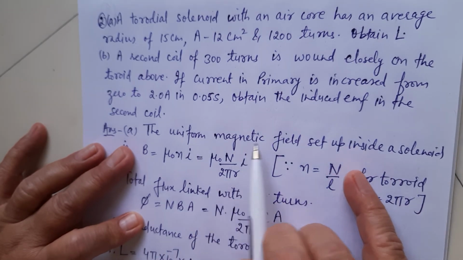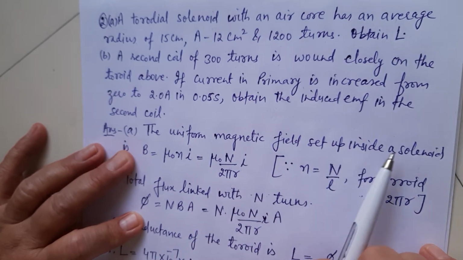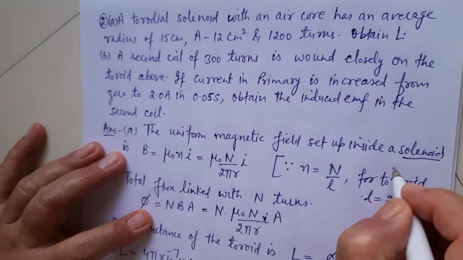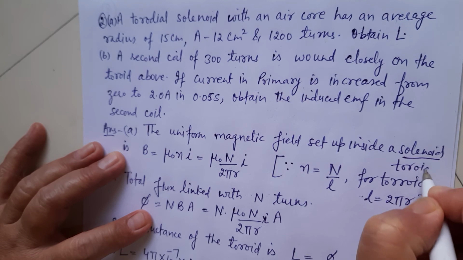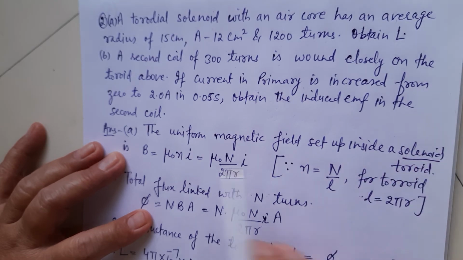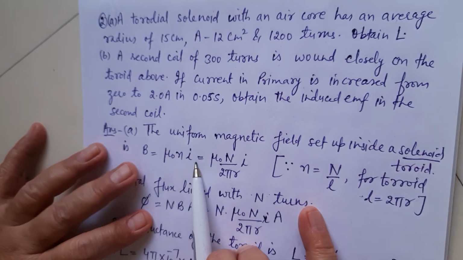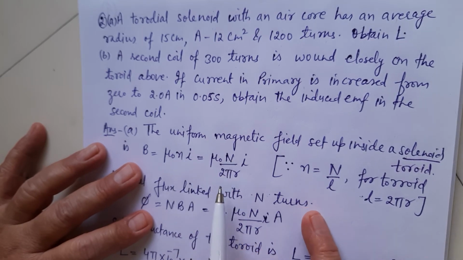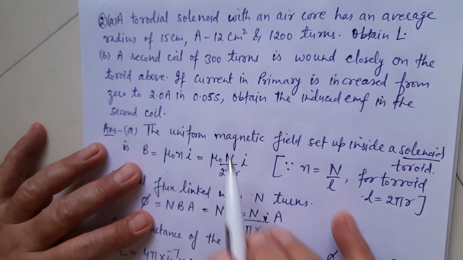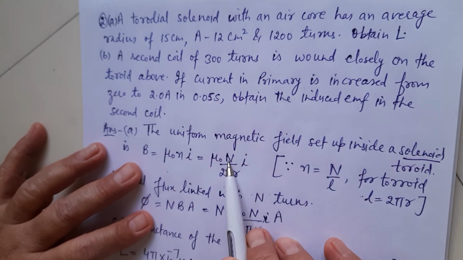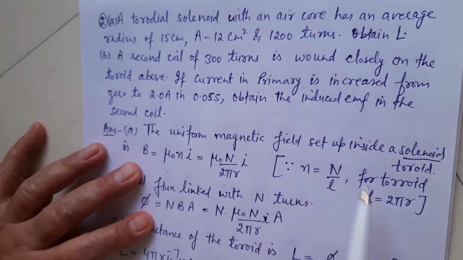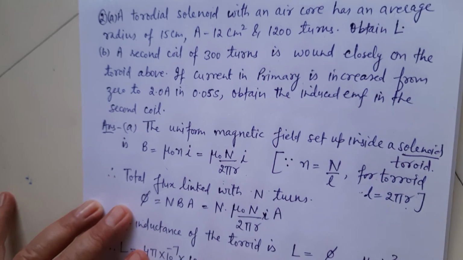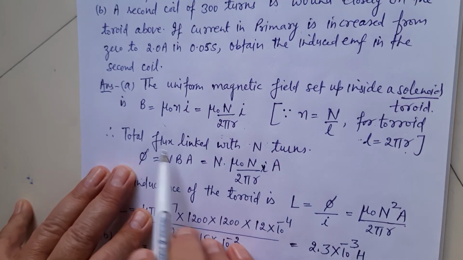The uniform magnetic field set up inside a solenoid is this. We can say solenoid and toroid also. The formula is the same. So B is equal to mu naught n i, where n means number of turns per unit length. But in case of toroid, the number of turns is N and the length is 2 pi r. So total flux will be B dot A.